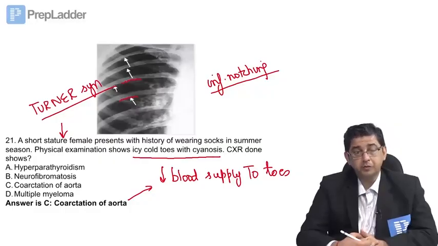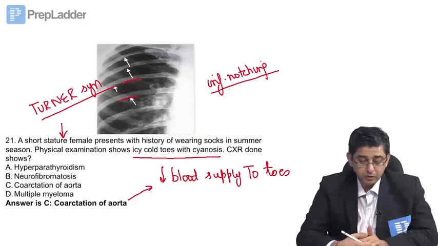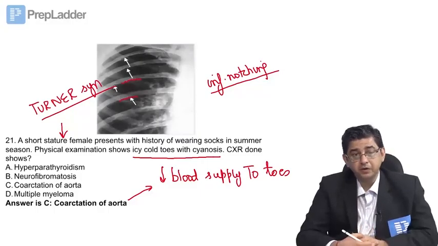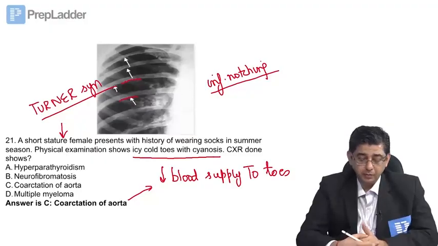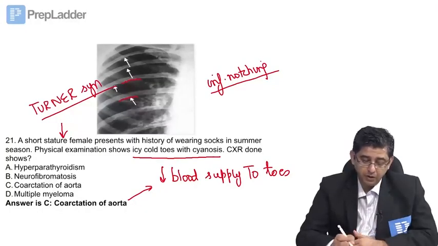Neurofibromatosis 1 or neurofibromatosis 2 will always have findings of cafe-au-lait macules, which is not given in this question, and axillary freckling. There could be a presentation of optic glioma in the patient. So none of the neurological features are present. Multiple myeloma is unlikely in a female, although the age is not given.